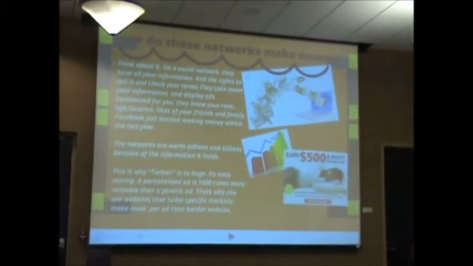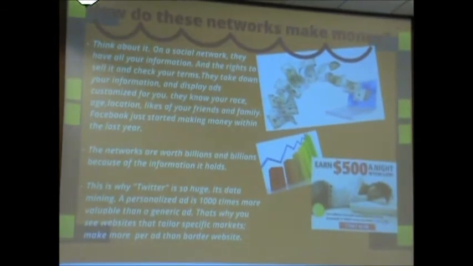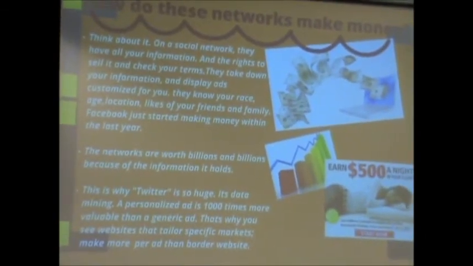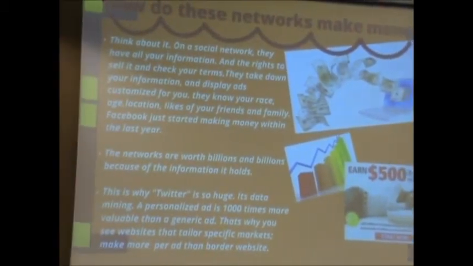How do these networks make money? All right, so let's think about it. On a social network, they have all your information and all the rights to sell it, so check your terms. They take down your information and display ads customized for you. They know your race, your age, location, your friends, family. Facebook just started making money within the last year. The networks are worth billions and billions because of the information it holds.